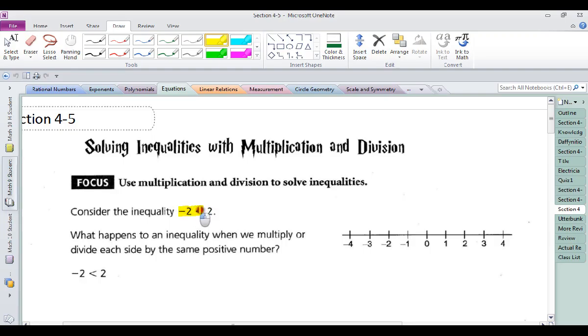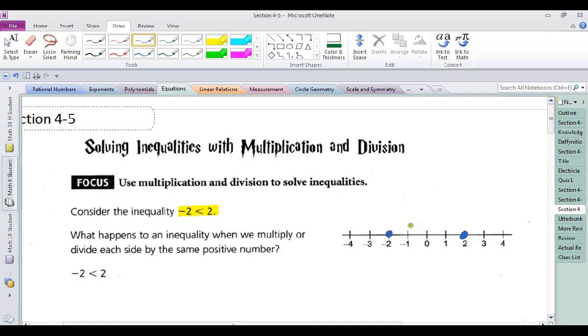Read that to me. That says negative 2 is less than 2. Yes? Yes. Now, put that on the graph. Where is 2? 2. Right there. Where is negative 2? Right there.